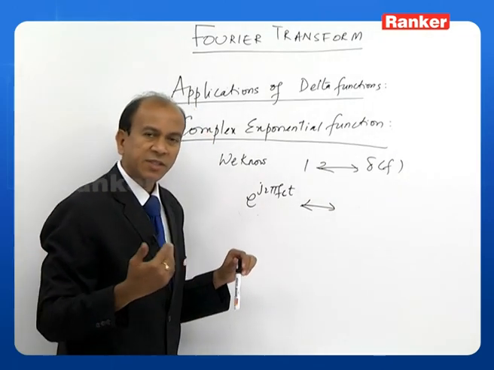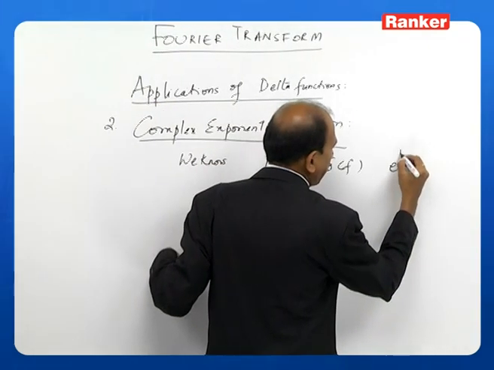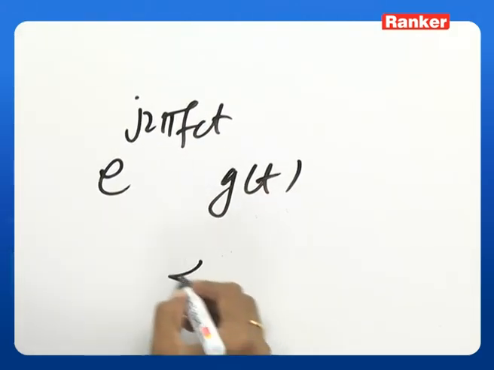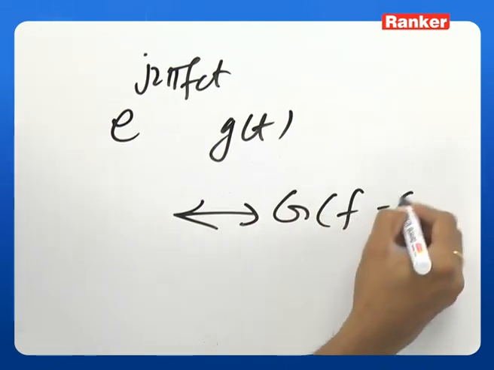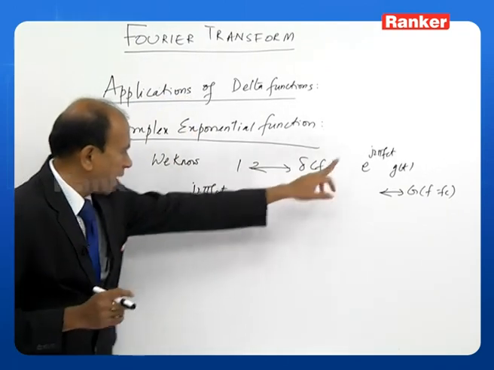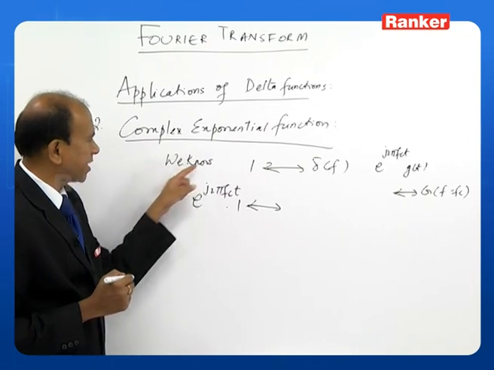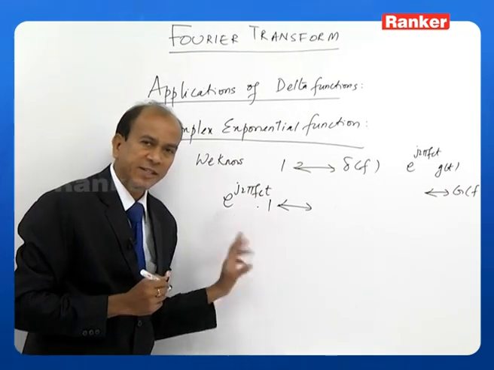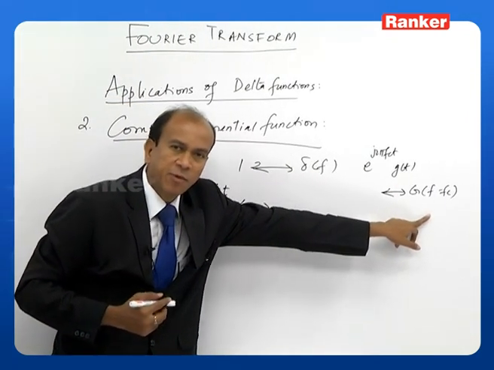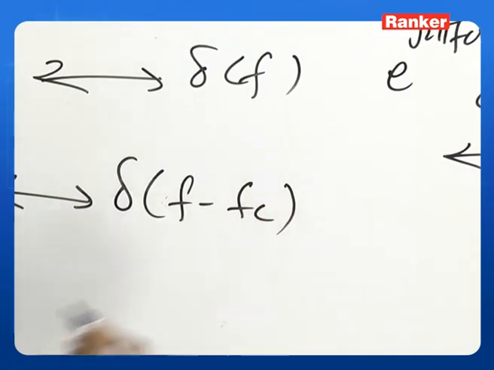If you look at the frequency shifting property, what does the frequency shifting property say? e to the power of j2 pi fc t times g of t will have a Fourier transform which is equal to g of f minus fc. Okay, f minus fc here. So now apply this here. So this is 1. Now this is multiplied by the exponential function e to the power of j2 pi fc t. So what will be the Fourier transform of this? Applying the frequency translation property, I can have this as delta of f minus fc.